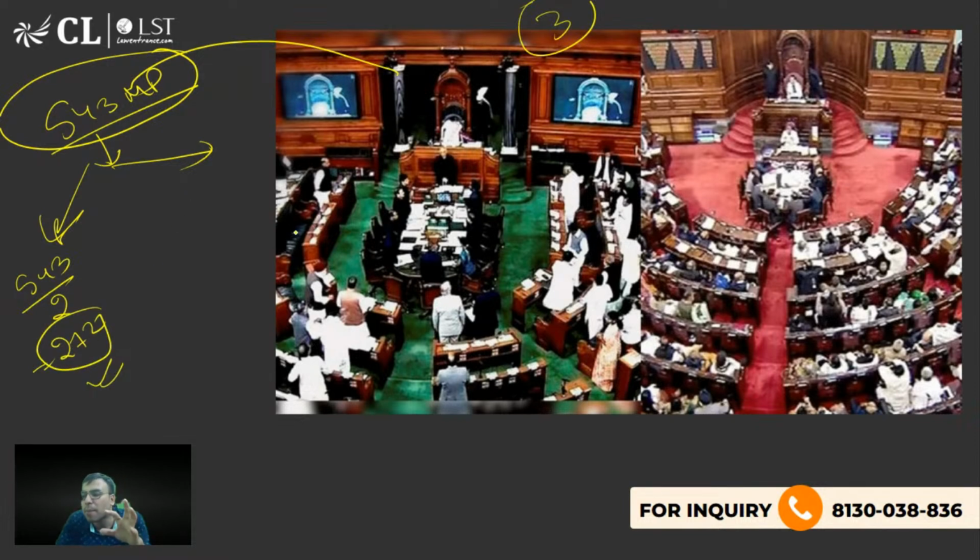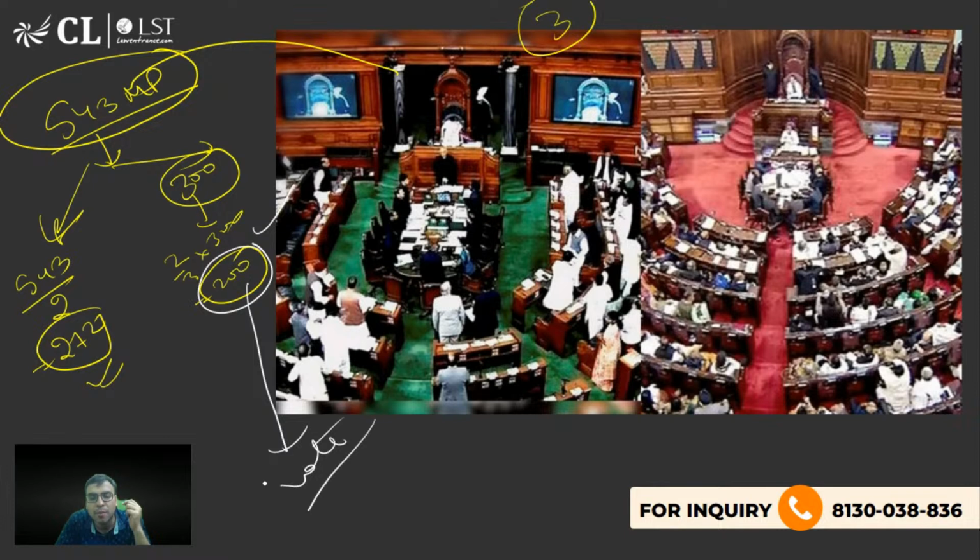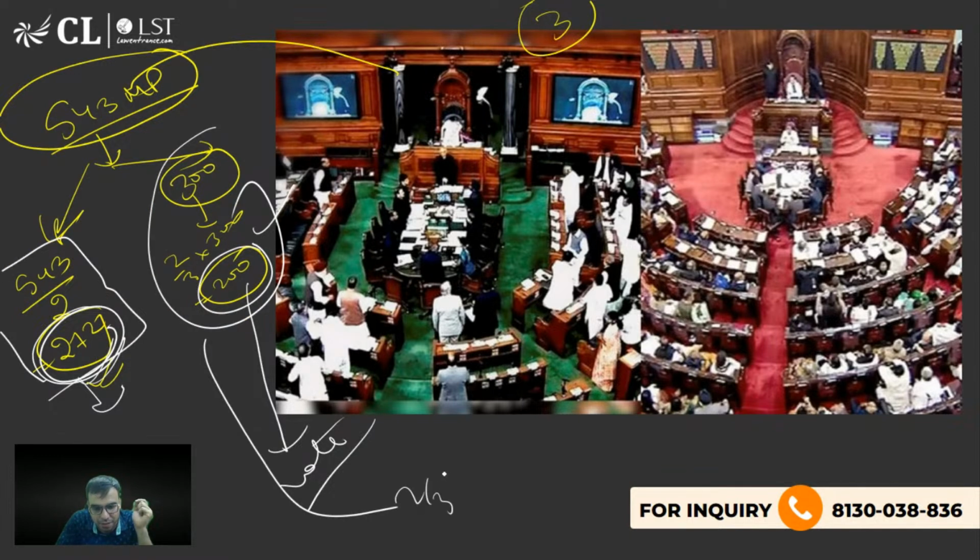Another condition is whatever people have come on that day, 2/3 of that. For example, if 300 people were in attendance out of 543, so 2/3 of 300 would be 200 something. Okay. Now, if 200 people sign it, will it be accepted? If 200 people vote for removal of a Supreme Court judge, will it be accepted? No, because ये वाला condition fulfill नहीं हो रहा. So both the conditions need to be met: half of total and 2/3 of present and voting. Is it clear? You got the concept? Yes or no? यही वहाँ लिखा हुआ है.